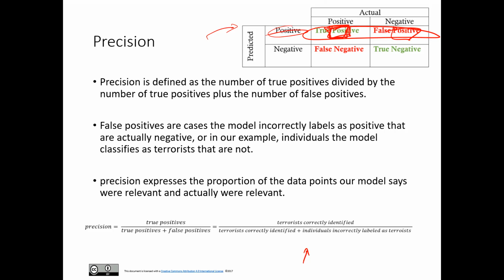So precision is defined as the number of true positives divided by the number of true positives plus the number of false positives, okay? So these two are the denominator. False positives are cases the model incorrectly labeled as positive that are actually negative. Or in our example, individuals the model classifies as terrorists that are not. So somebody that is innocent, basically.